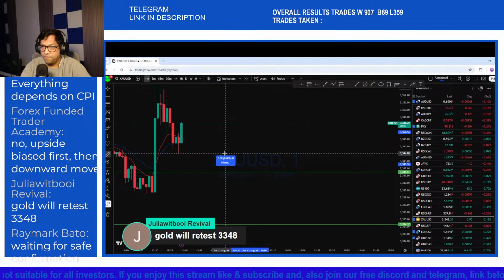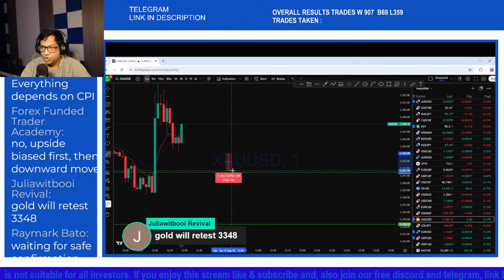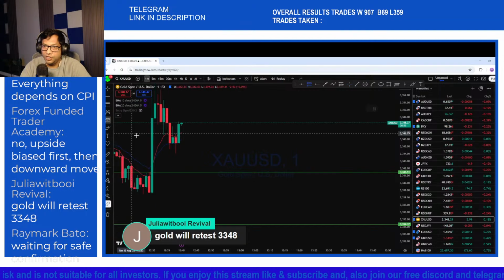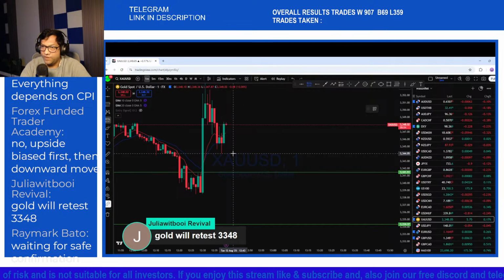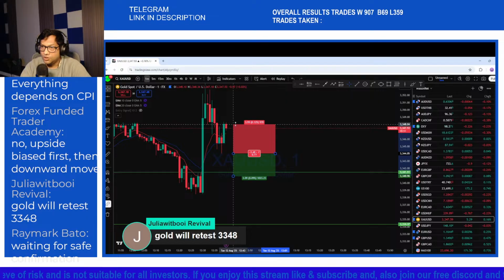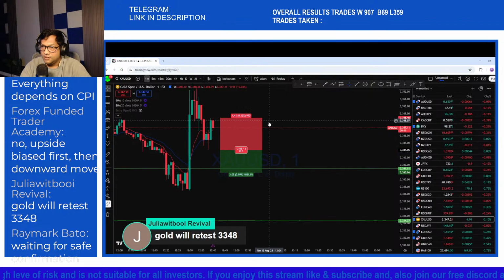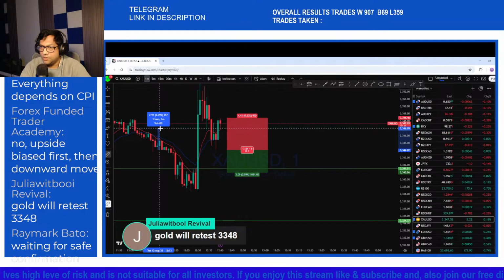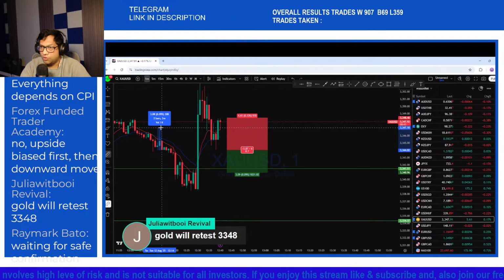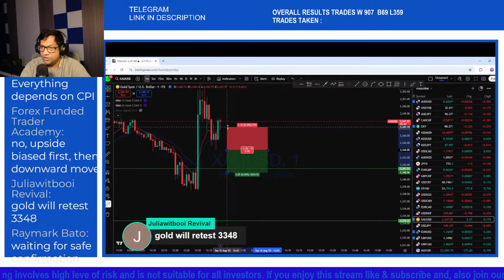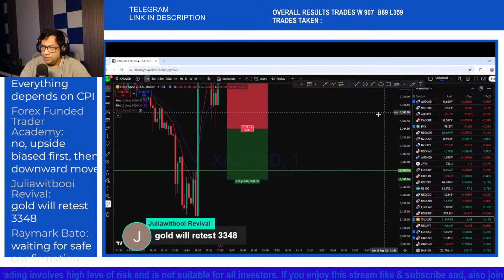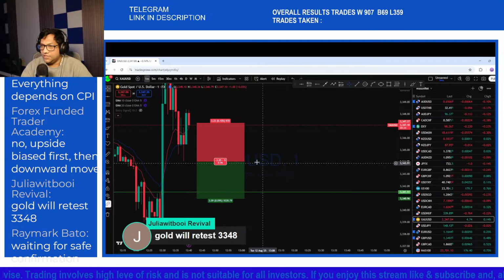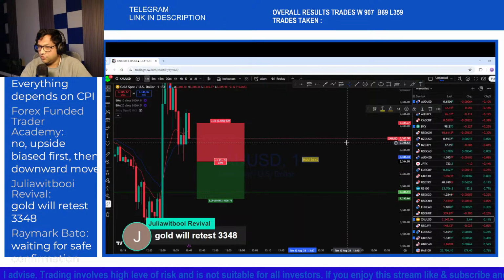There's a fair value gap. This is a fair value gap here, a 24 pip fair value gap. I'm going to place a pending order here, a sell stop on this fair value gap, with the stop loss above this high. We'll be placing a very tight stop loss above this red candle, which is a liquidity candle, and we'll be placing the sell stop at this level, 3344.